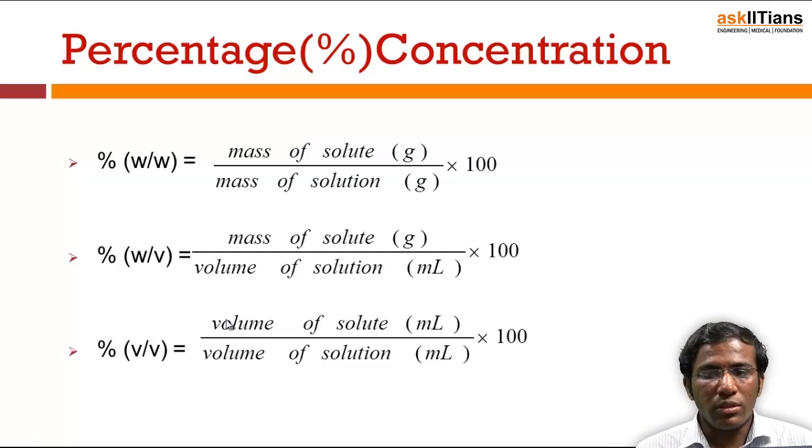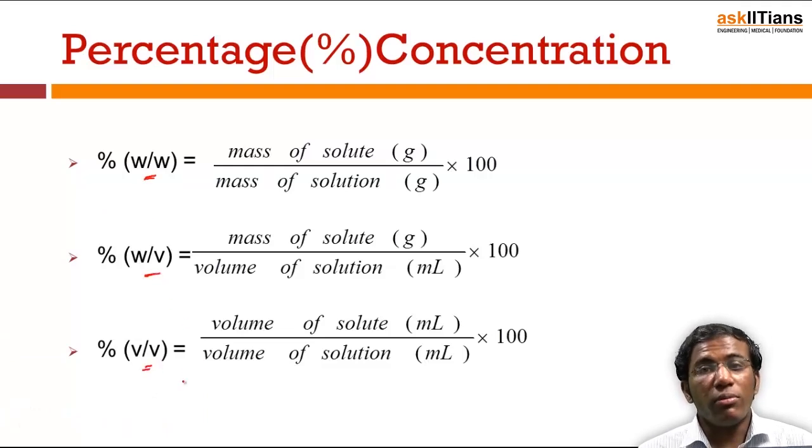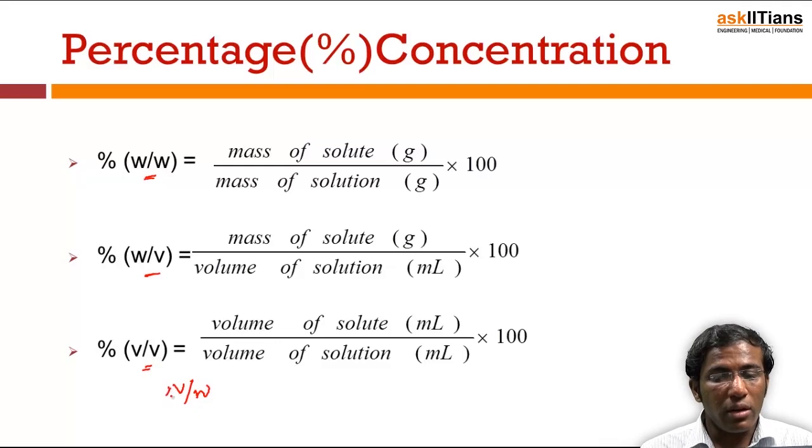The percentage concentration can be weight by weight, weight by volume, volume by volume, or volume by weight also. These are the four types of expressing the concentration as a percentage. So let's discuss these four.